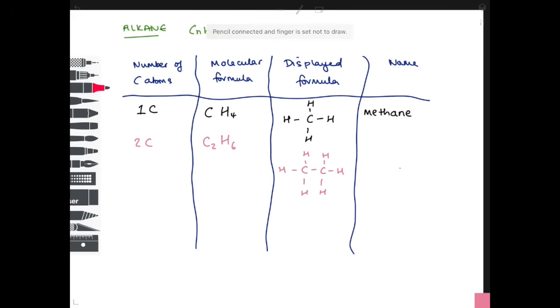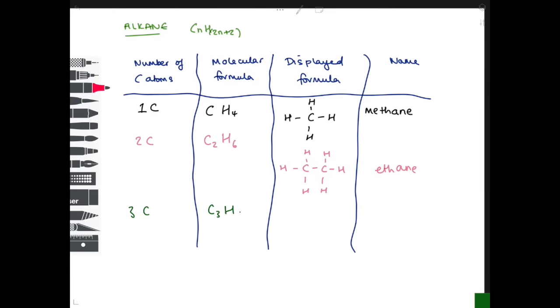Because it's still an alkane, it ends in ane, but it contains 2 carbons, which is why it's ethane. The third one now, so it's C3, 2 times 3 is 6, plus 2 is 8, C3H8, 3 carbons in a line, ends in ane, it contains 3 carbons, so it's propane.